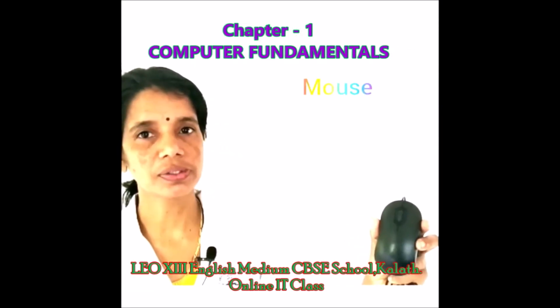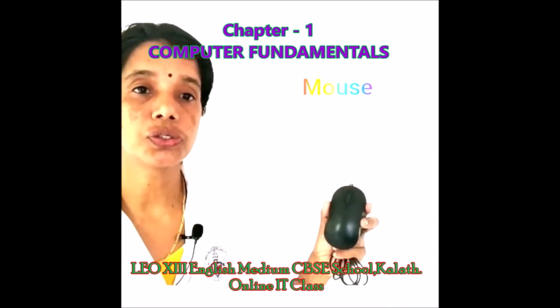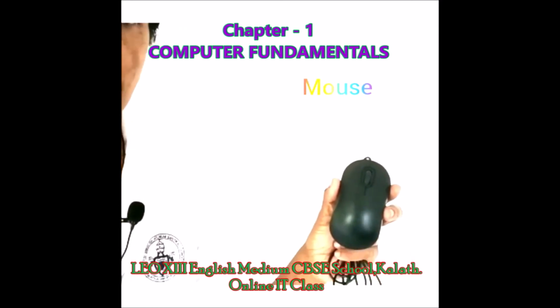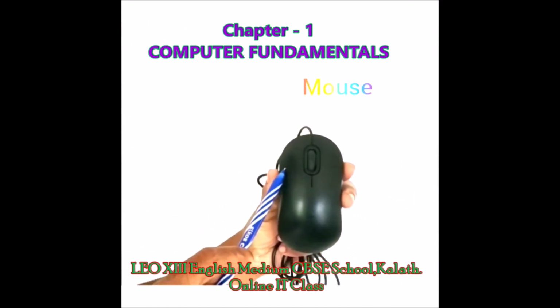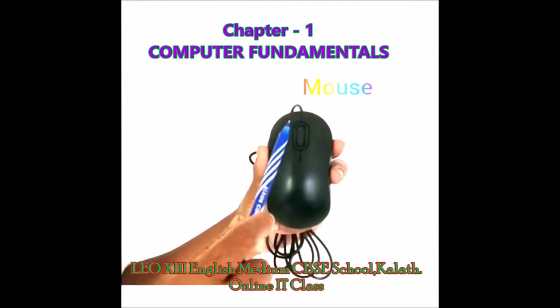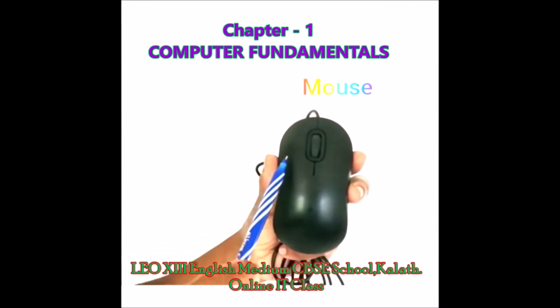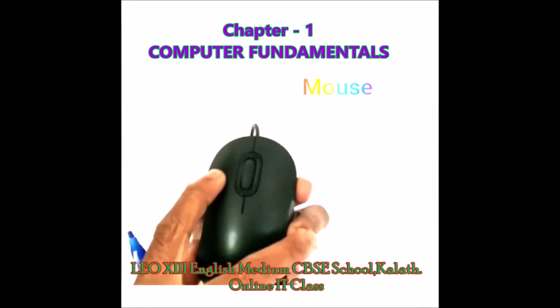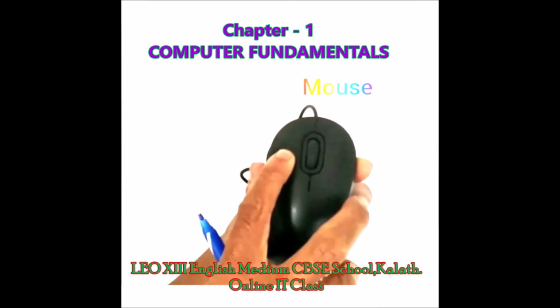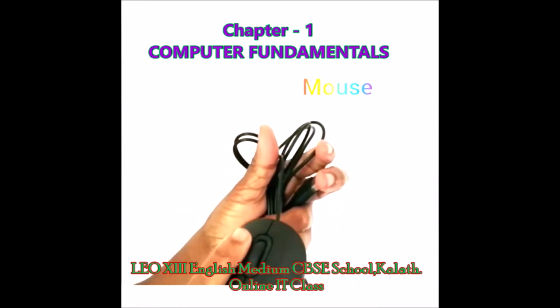The next is the mouse. Children, this is a mouse. It is used to give instructions and it is also used to draw beautiful pictures. Mouse has three buttons. This is the left button, this is the right button and this is the scroll button. The basic operations of the mouse are single click, double click, right click and click and drag.